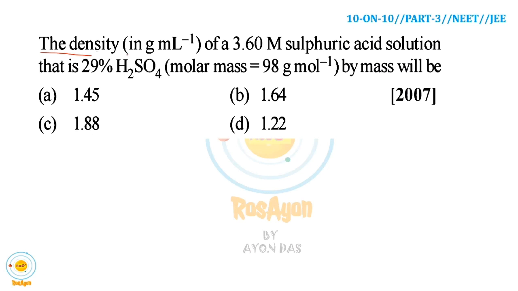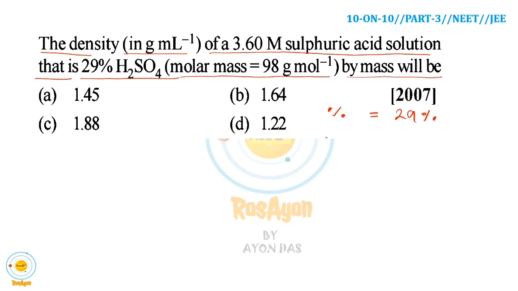The density in gram per ml of a 3.60 molar sulfuric acid solution, that is 29% sulfuric acid. Here molar mass of sulfuric acid is given, 98 gram per mole, by mass. That means the concentration of this solution is given in percentage, that is 29%, and the concentration of this solution in molarity, that is 3.60 molar, and you have to determine the density of this solution.